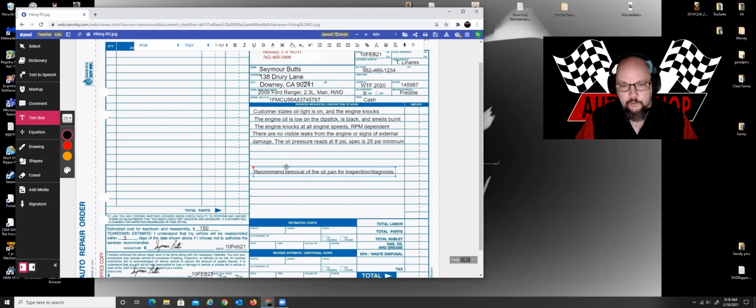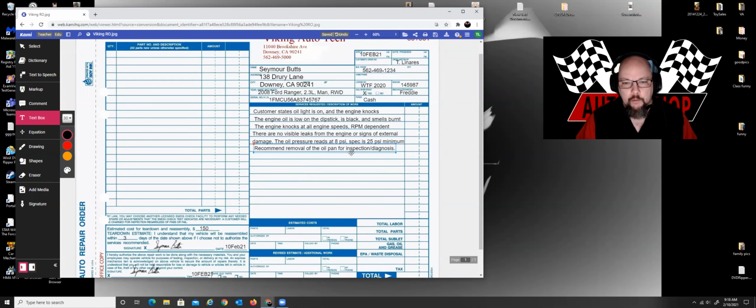You notice that there's no visible leaks, no signs of external damage, oil pressure is at 8 pounds per square inch, minimum is 25 PSI. And then you recommend removal of the oil pan for inspection and diagnosis because you don't have x-ray eyes, okay?